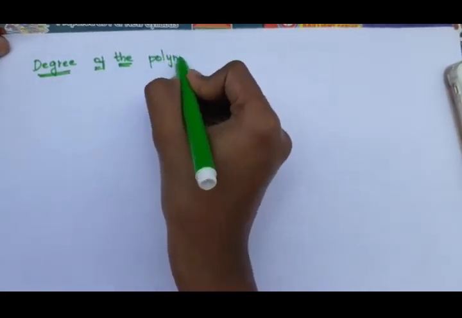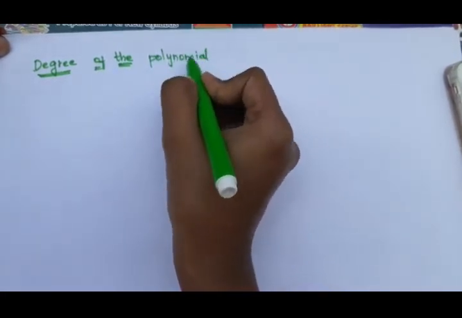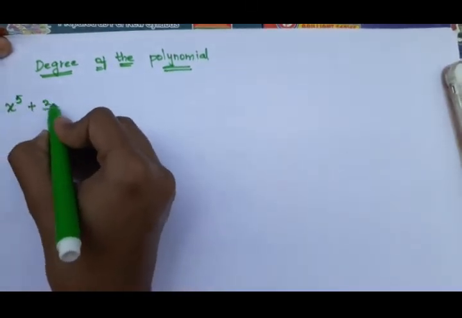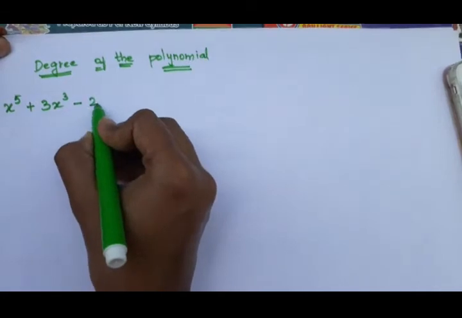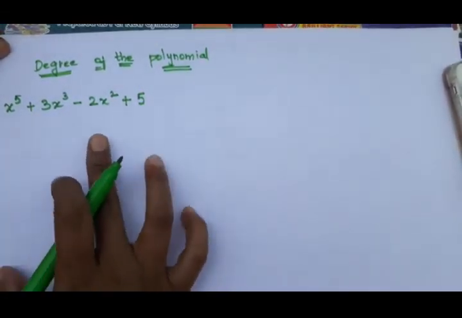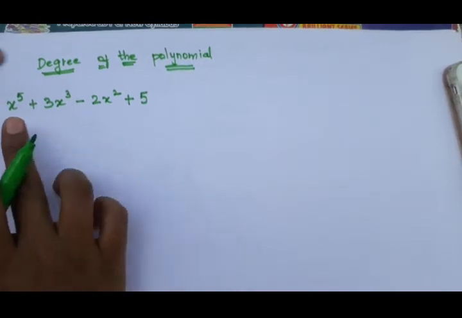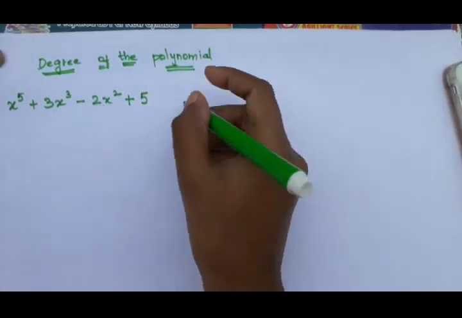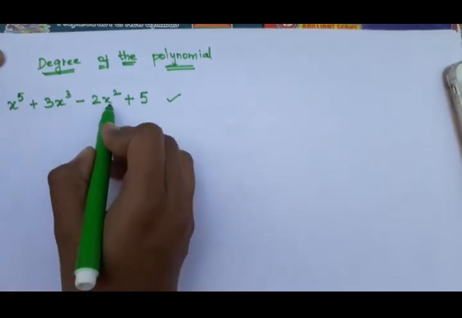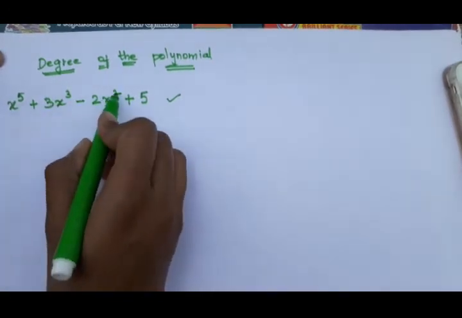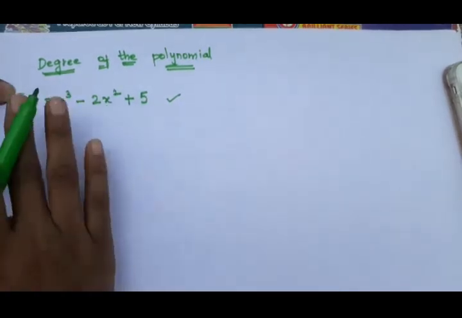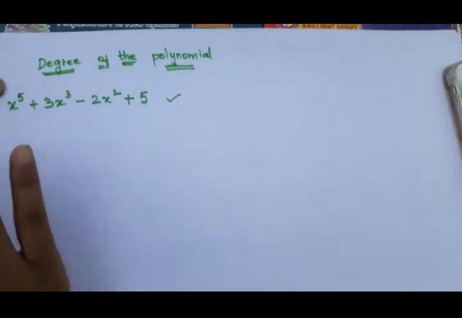Now see here, if my equation is x power 5 plus 3x cube minus 2x square plus 5. Okay, if my expression is this, now this completely is a polynomial. Yes, it is a polynomial. It has all the variables as x, and the power is not negative. It is not negative, as well as it is not a fraction. So it is a polynomial.